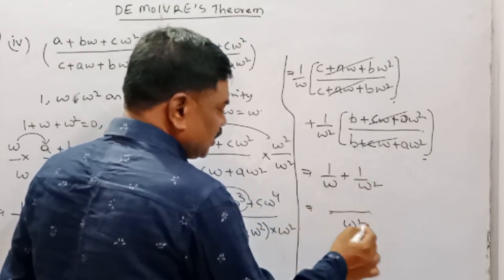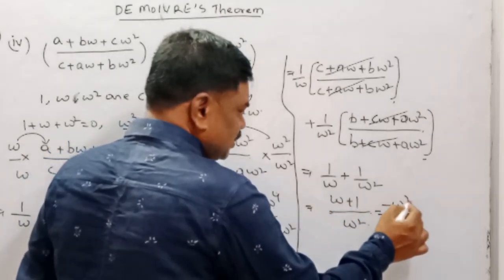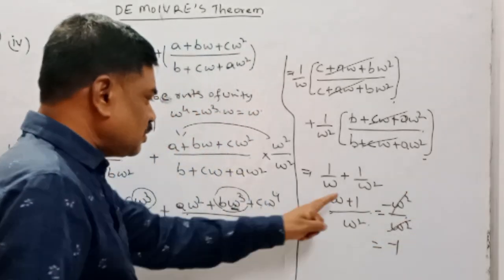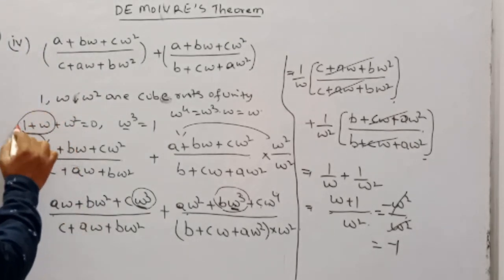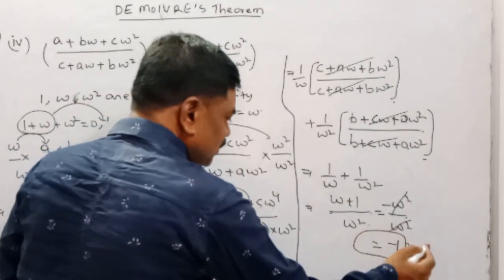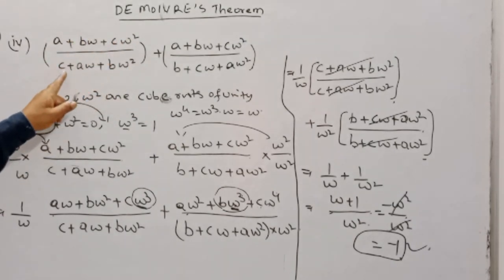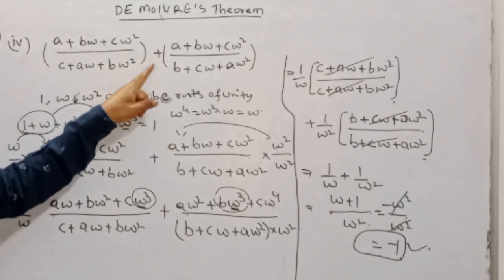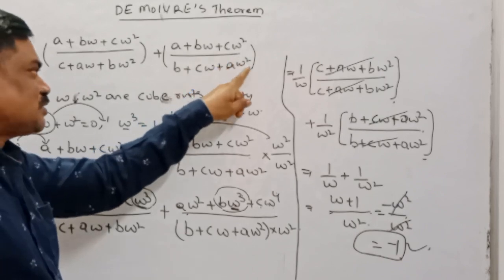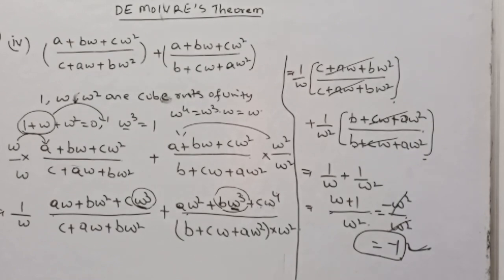Here the LCM is omega square. Here omega plus 1 is equal to minus omega square, so minus omega square by omega square is equal to minus 1. Why? Because 1 plus omega is equal to minus omega square. So the answer of this one is minus 1. So (a plus b omega plus c omega square) by (c plus a omega plus b omega square) plus (a plus b omega plus c omega square) by (b plus c omega plus a omega square) has value minus 1. That's all. Thank you.